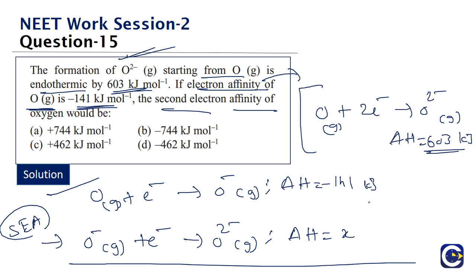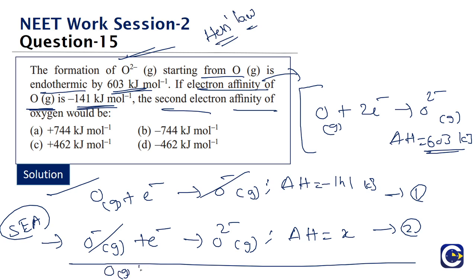Let us call these equation 1 and equation 2. In thermodynamics, we call this Hess law. But here, just look at it. When we add these two steps, first step and second step, O minus is getting cancelled. You can look at it like an overall reaction. So what are we having? O gaseous plus 2 electrons gives rise to O2 minus gaseous ions. For the overall process, the energy will be X minus 141, because here it is X, here it is minus 141.